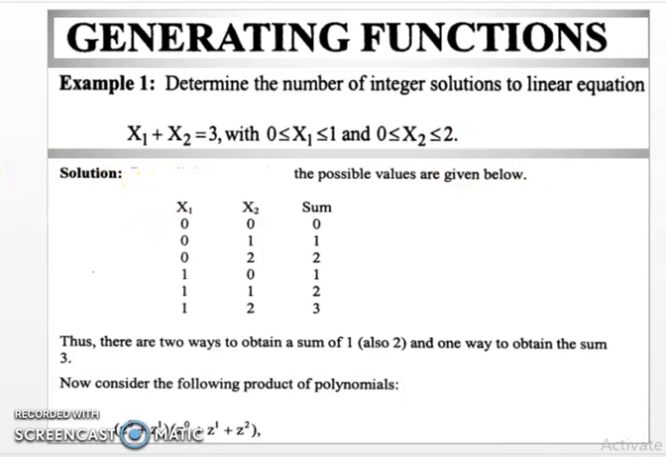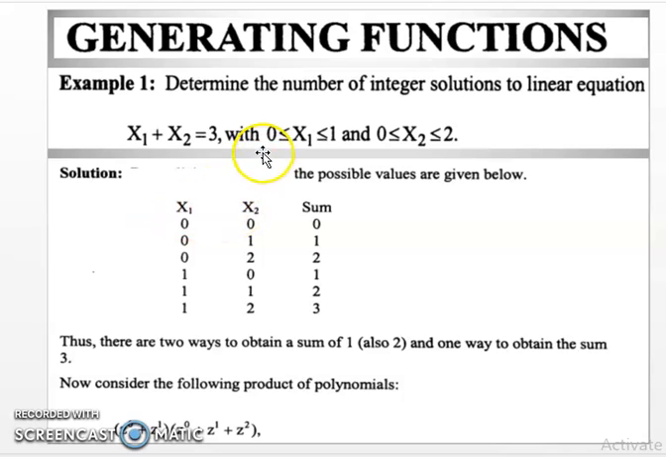The first example is: determine the number of integer solutions to the linear equation x1 plus x2 is equal to 3, with given initial conditions. The x1 value is from 0 to 1 and the x2 value is from 0 to 2. That is, we find the number of integer solutions for the linear equation x1 plus x2 is equal to 3. To solve this problem, we simply find the possible values given below.